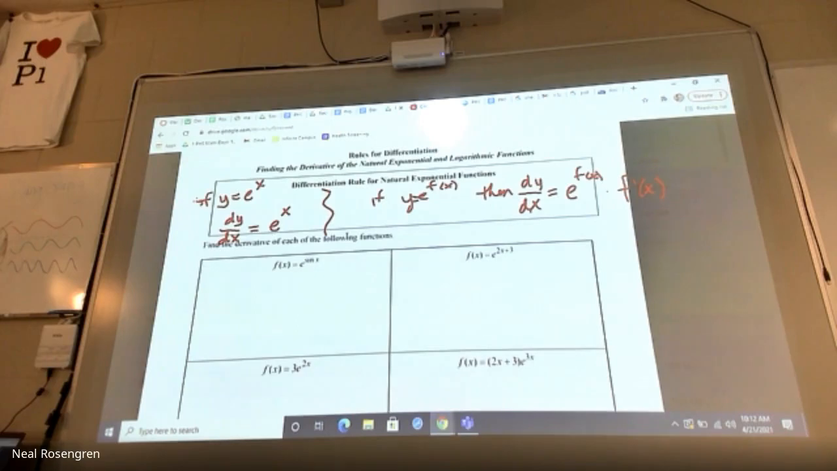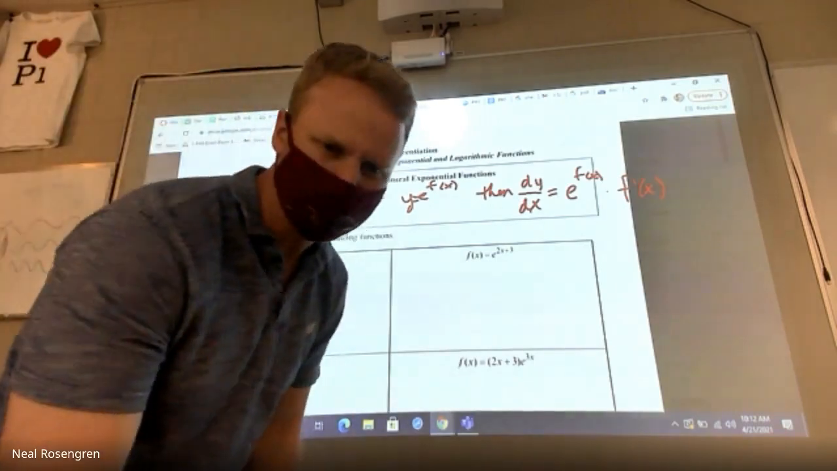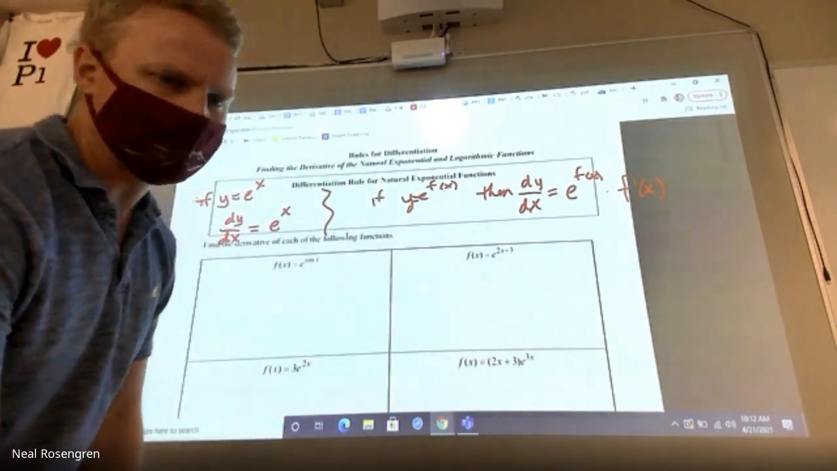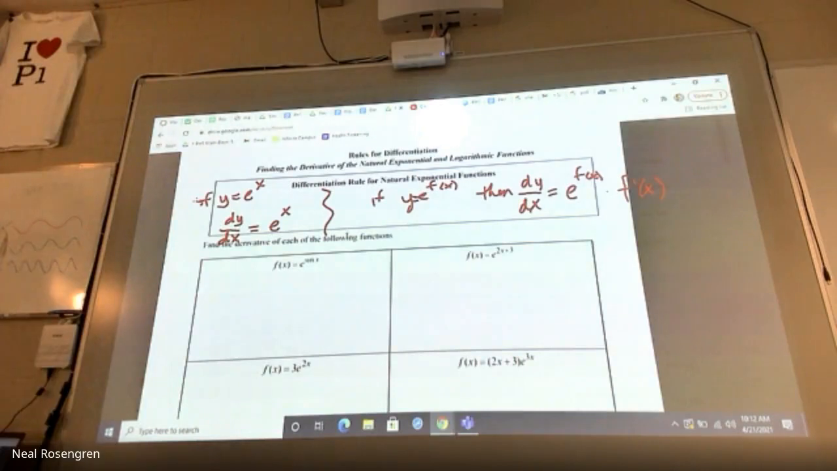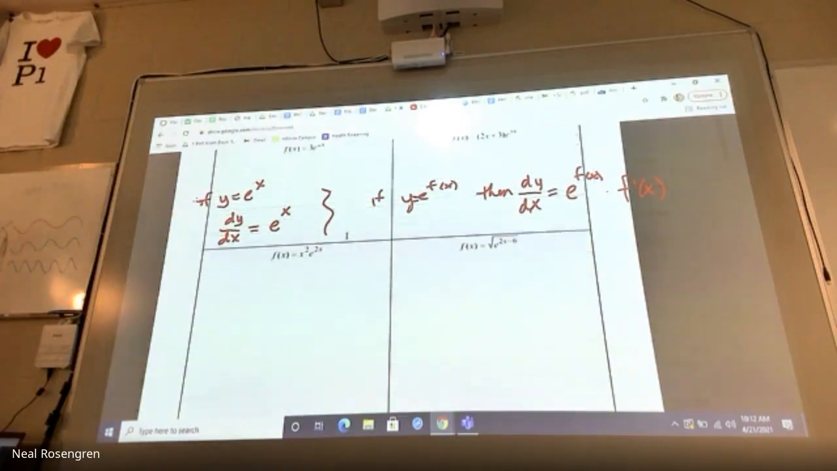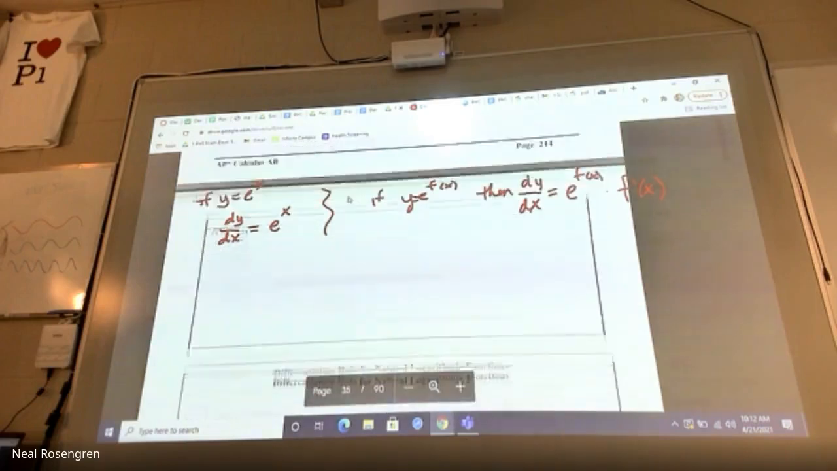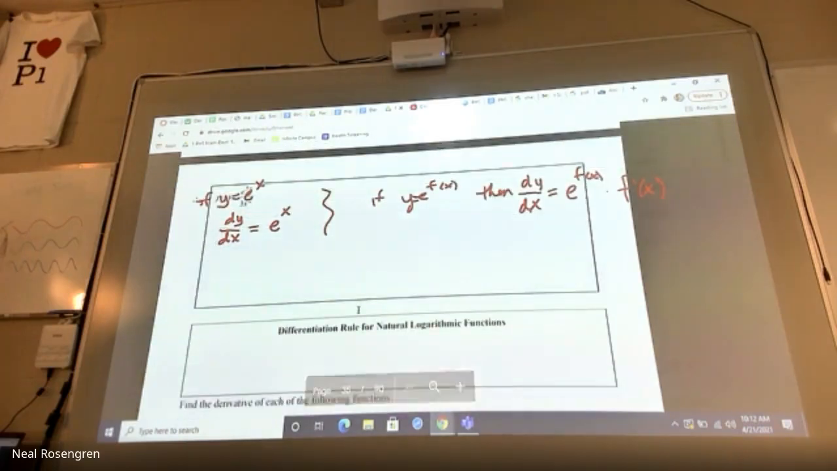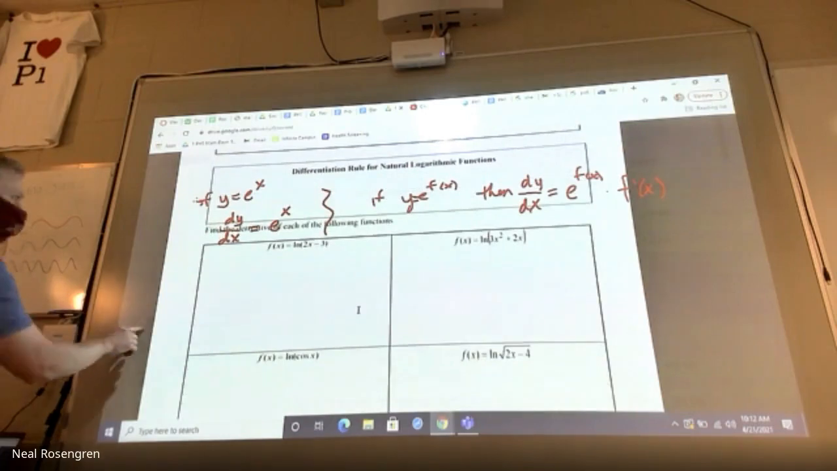That was page 214, where we kicked things off. I think we didn't get down to those bottom two, right? That's where we'll start. Our practice will be at the bottom of 214, and the top of page 215 we'll do as well.